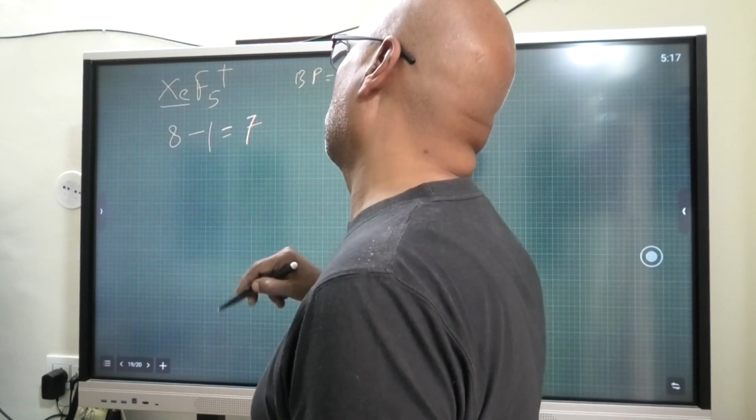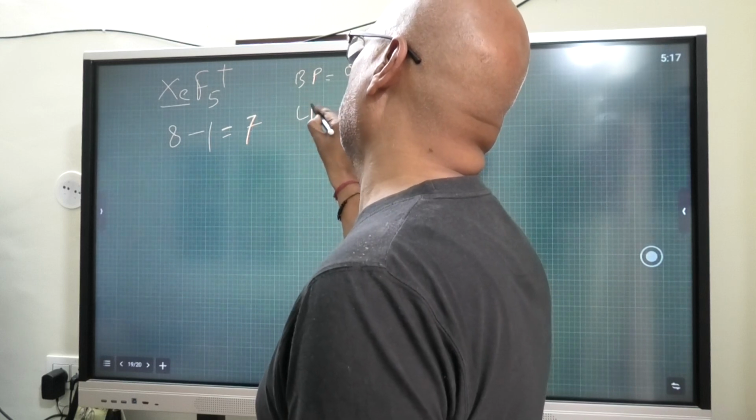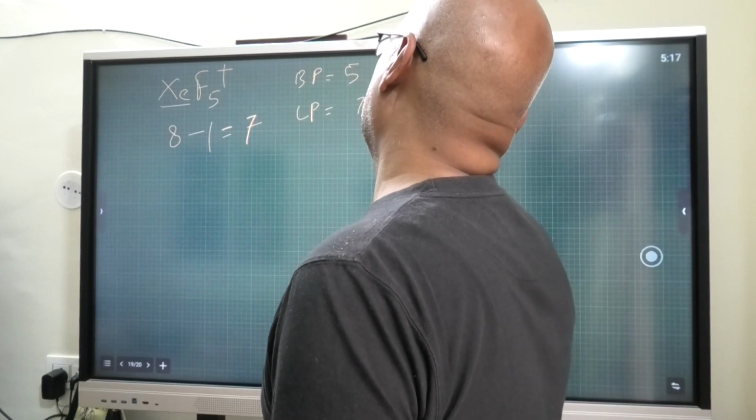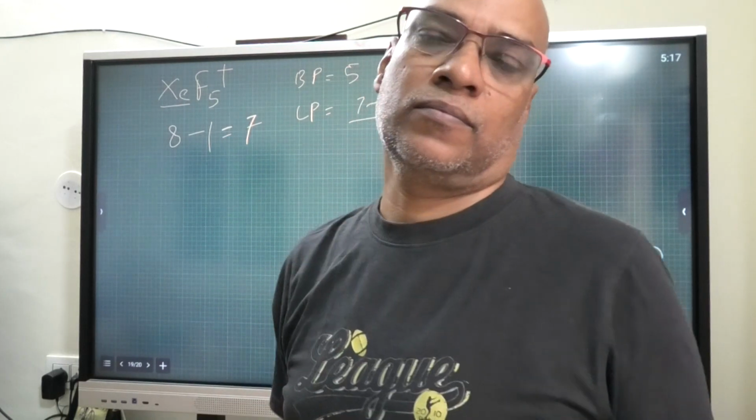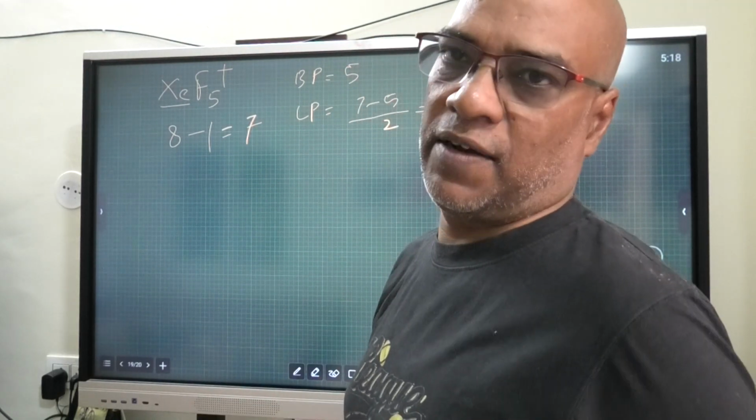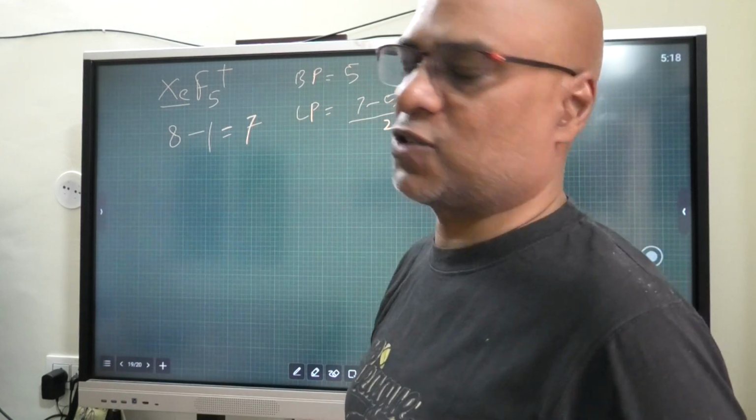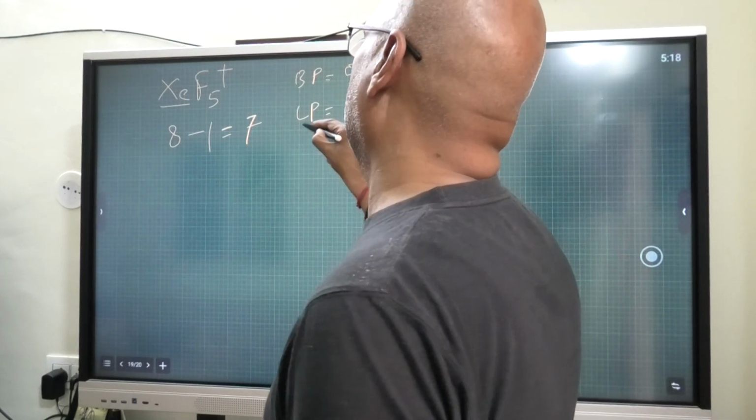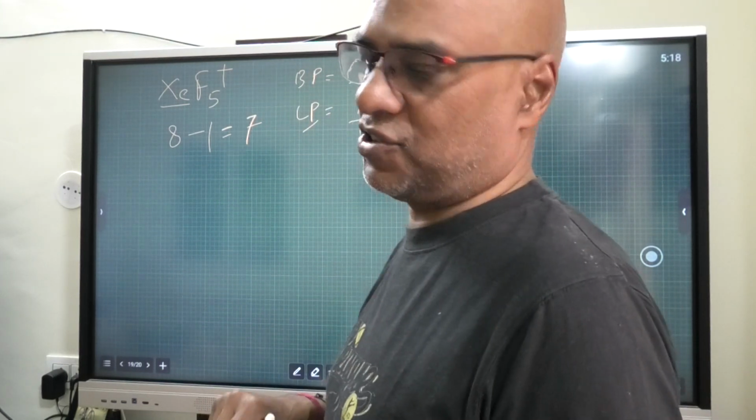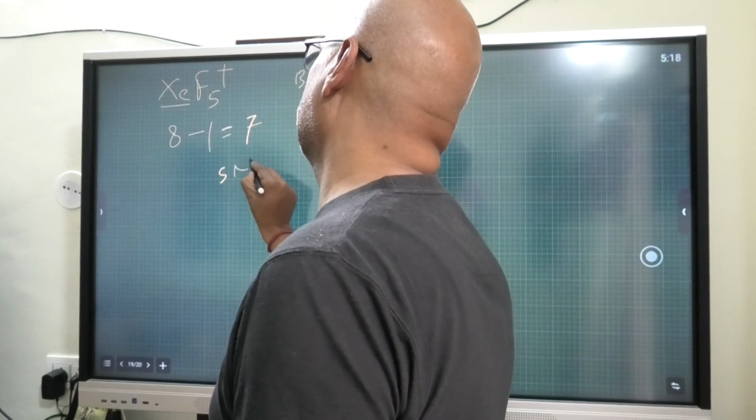And how to decide the lone pair? Lone pair must be equal to 7 minus 5 used by fluorine, divided by 2, that is equal to 1. Divided by 2, because we have to decide pairs. Pair means 2 electrons, that's why divide by 2. So there will be 1 lone pair, understood? So 5 bond pairs, 1 lone pair, that is 6, steric number 6.